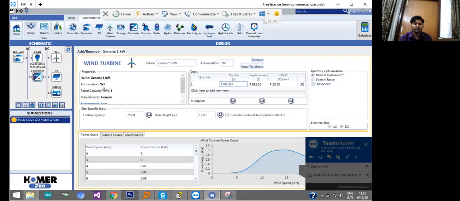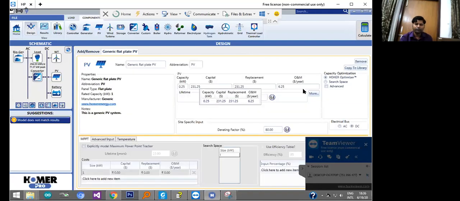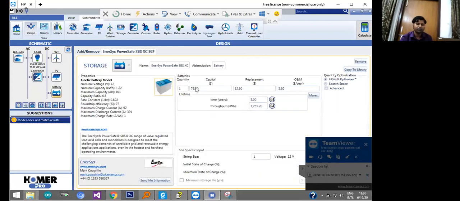Similarly, you can find from PV what will be the capital cost, replacement cost, and operation and maintenance cost. This you can find from the market. Similarly for battery, if you go for battery, you can edit the details. Then similarly for converter, if you click on converter, you can edit the details for converter.